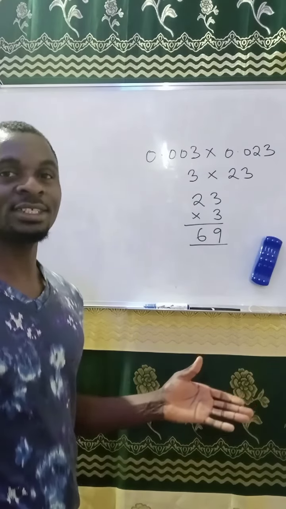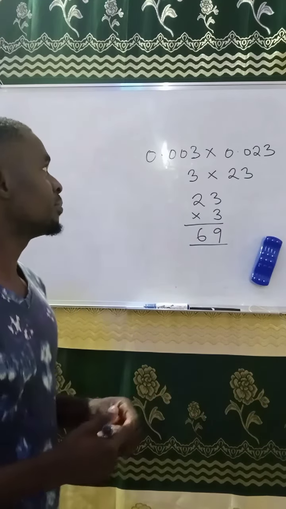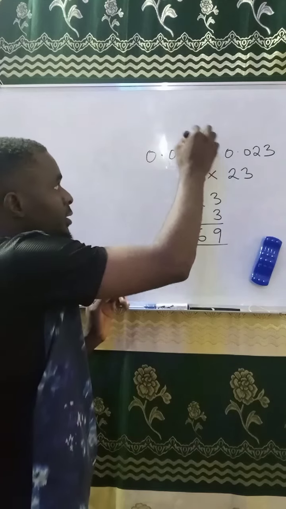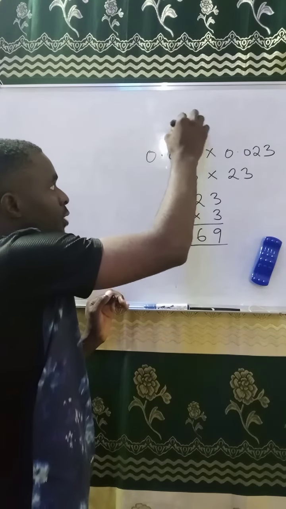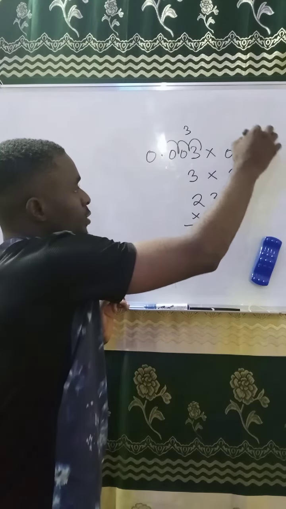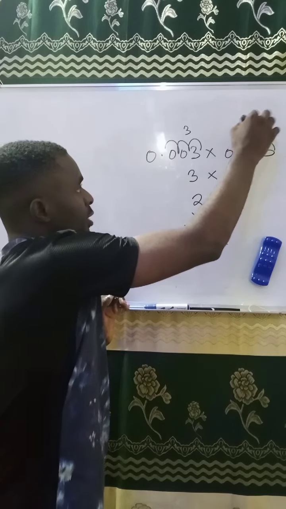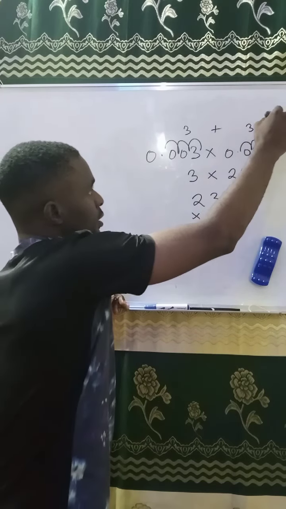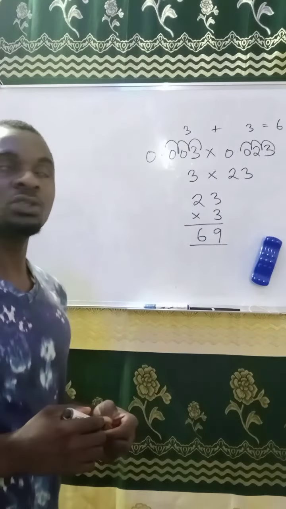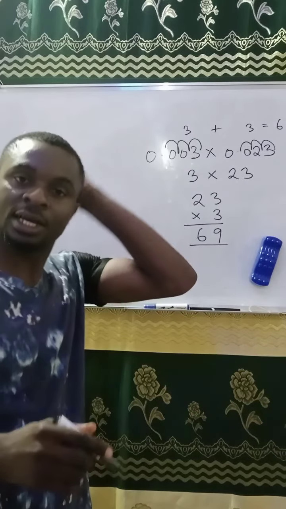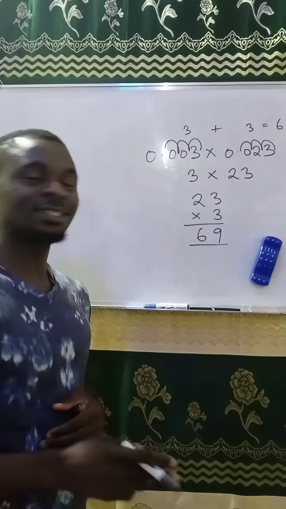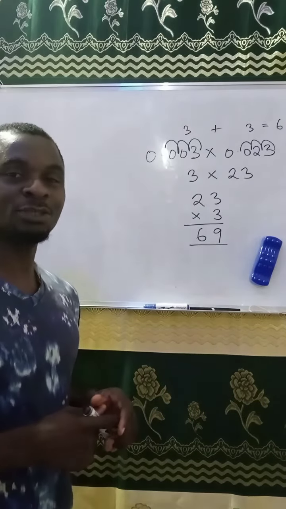So what is your final answer? Let's count the decimal places. We have 1, 2, 3. We have 3. We have 1, 2, 3. We have 3. So that becomes 6. So that means we are going to count our decimal point 6 places backward and fix our decimal point.